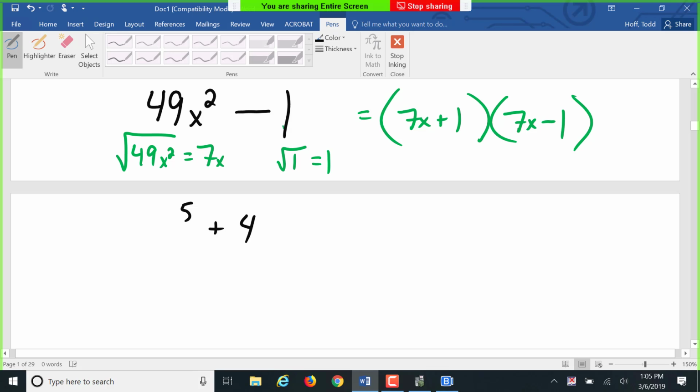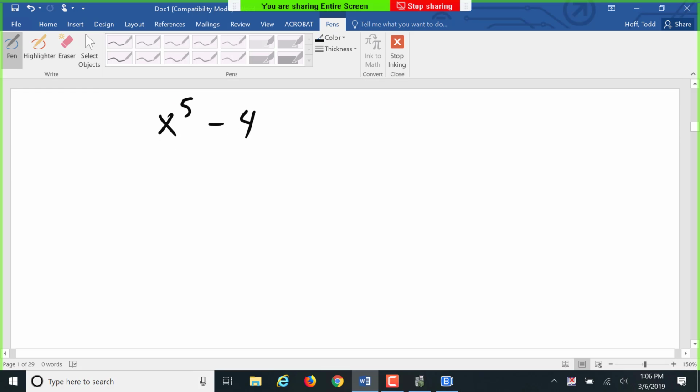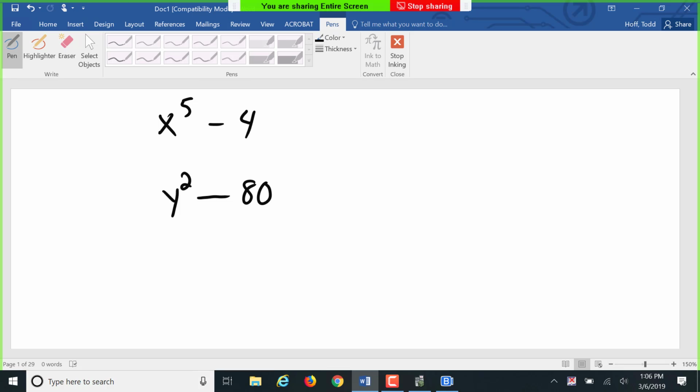Is that the difference of perfect square? Oops, first of all, it's not a difference. Is that the difference of perfect squares? No. X to the fifth is not a perfect square. To be a perfect square, the variable has to have an even power. Is that the difference of perfect squares? No, 80 is not a perfect square. 81 is, 80 is not.